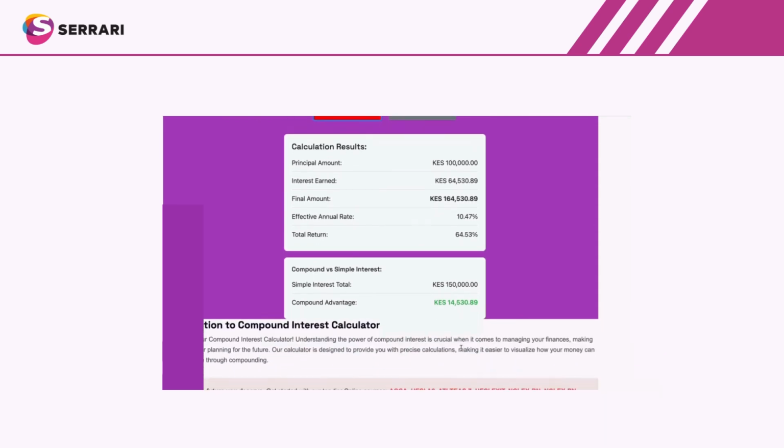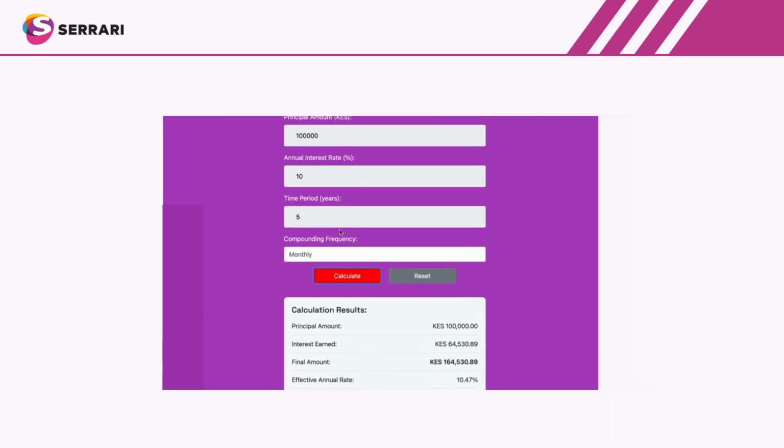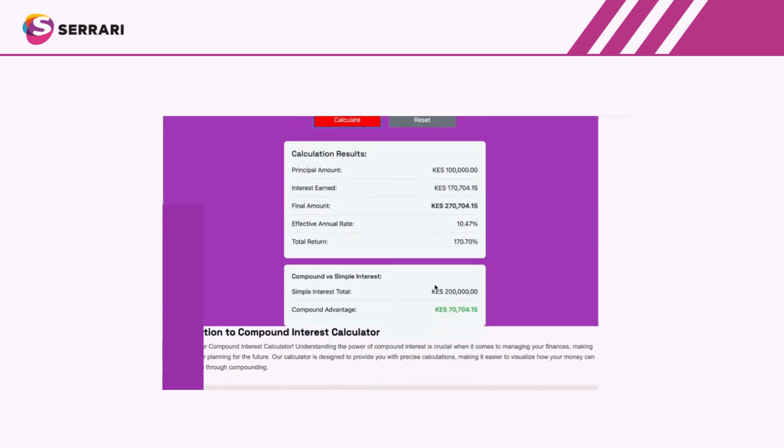And here is the key difference. If this was a simple interest investment, we would simply have had 150,000, but now we have 164,000, meaning there's a 14,000 shillings compounding advantage. And the longer the period of time, let's say maybe we were working with a 10-year horizon, this changes. Our compound advantage is 70,000 shillings.